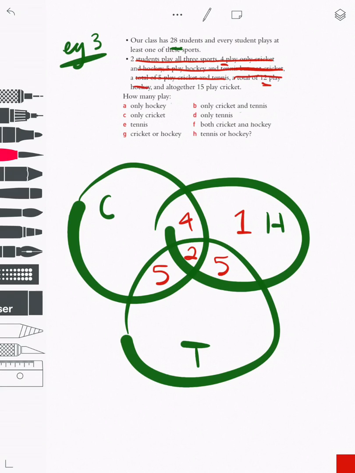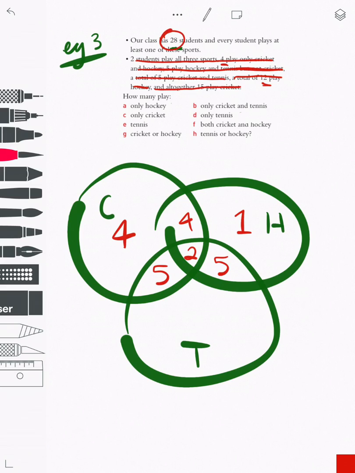I know 1, and altogether 15 play cricket. So the whole cricket circle is this one here, remember, the whole C circle. In the C, I already have 4 plus 5, which is 9, plus 2, which is 11. But the question says that 15 play cricket altogether. So I need another 4 here to make this up. Now I've used all my numbers. I've crossed them all off. I've used everything that is given to me.